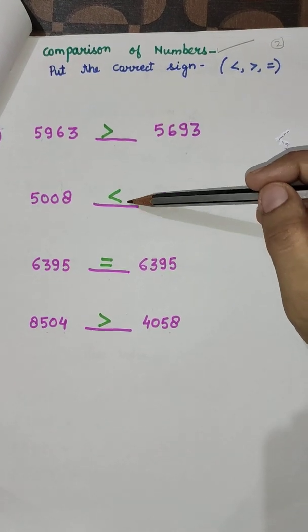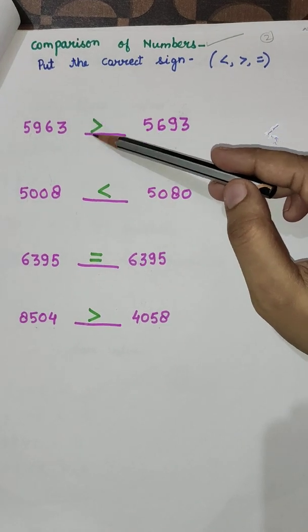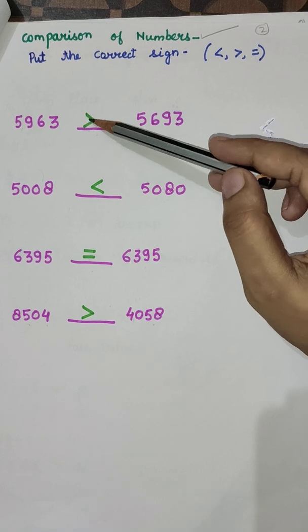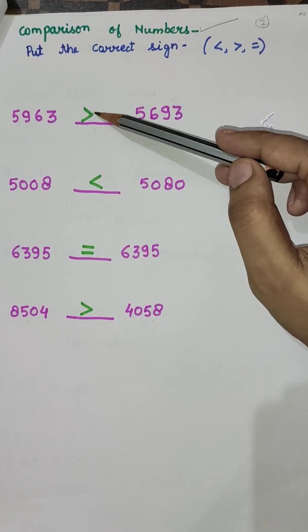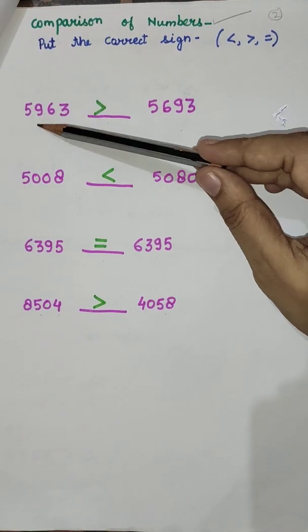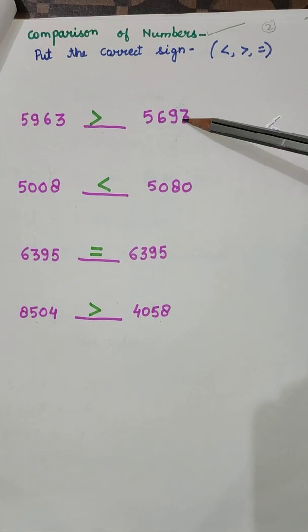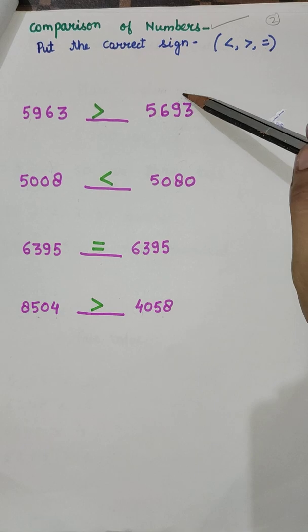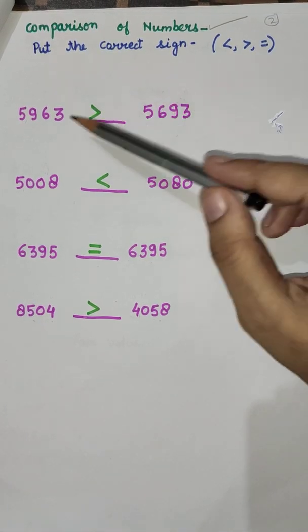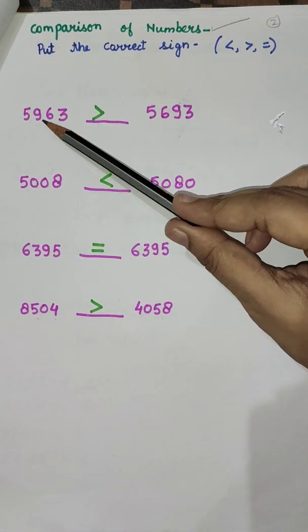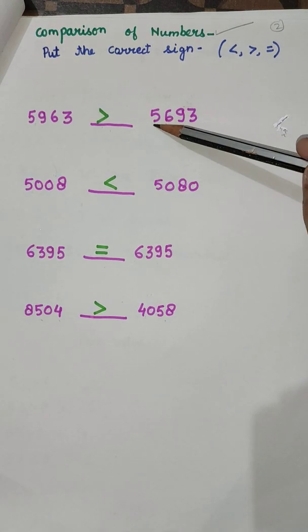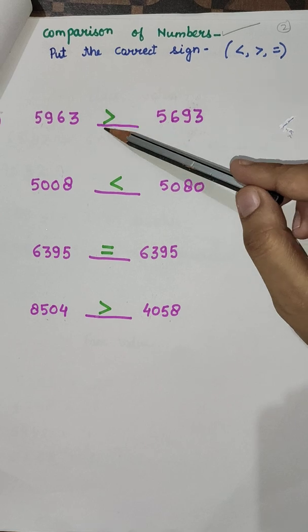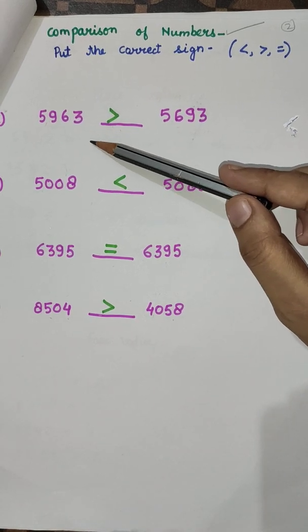Now compare the numbers: greater than, less than or equal to, as I have told you earlier also. Suppose this is the mouth of a crocodile; it will always open towards the side where it gets more food. So this is 5963 and this is 5693. Ones, tens, this order can confuse you, so write down ones, tens, hundreds, thousands. After that you can see here is 5963 and it is 5693. So this is bigger, so the sign will open this side.